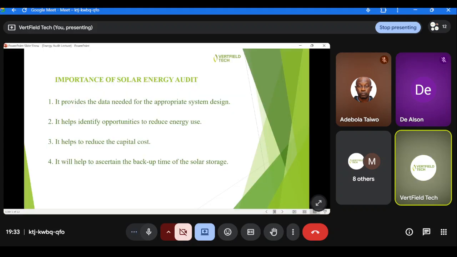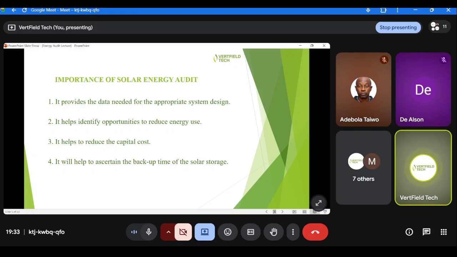Importance of a solar energy audit. It provides the data needed for the appropriate system design. It helps identify opportunities to reduce energy use. It helps to reduce the capital costs. It will help to ascertain the backup time of the solar storage. Yes. So that is the part we want to talk about.